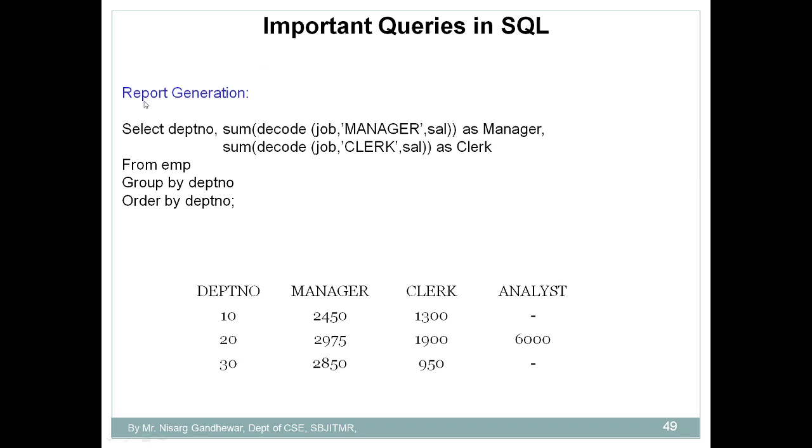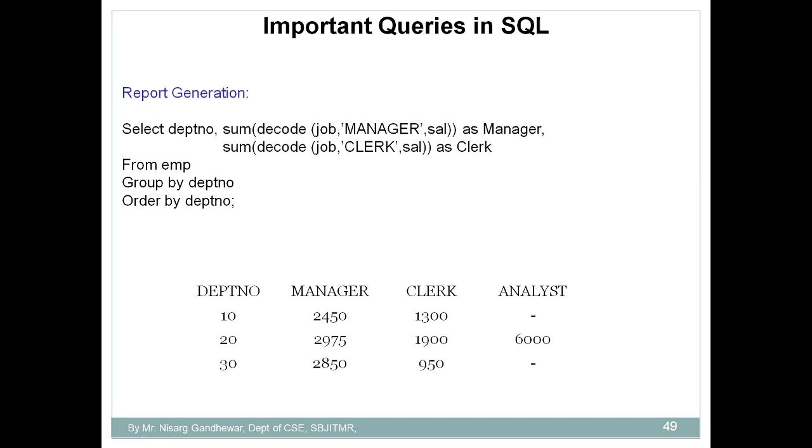So in this case I'm using the sum aggregate function. What is the use of the sum aggregate function? It will add the salary, and I'm giving the alias as manager. So this is the sum of salary of all employees who are designated as manager in department number 10. Similarly for clerk, and similarly a third one will be there for analyst.